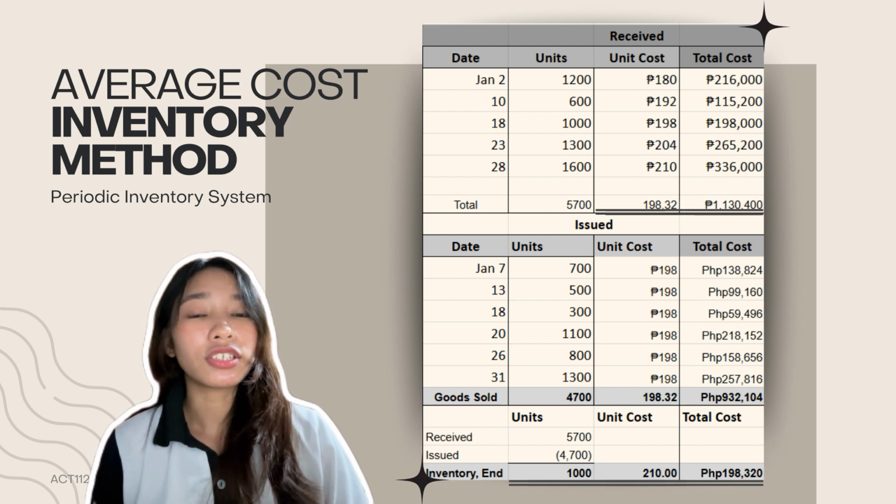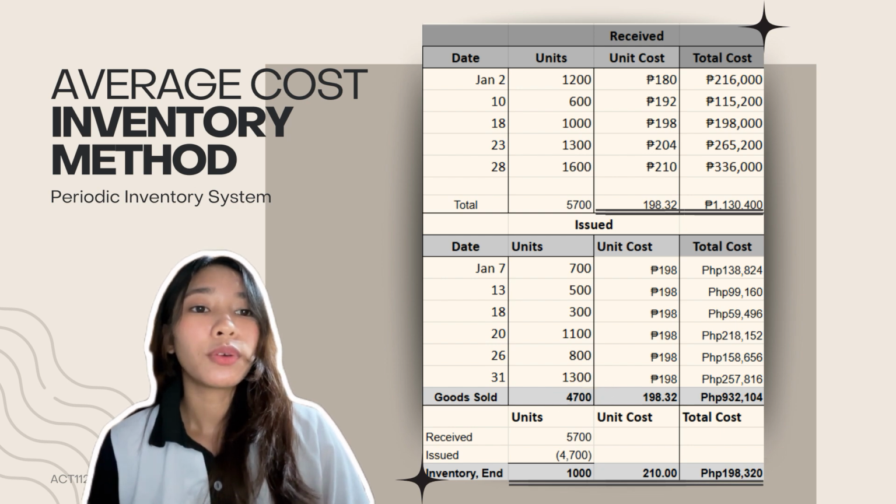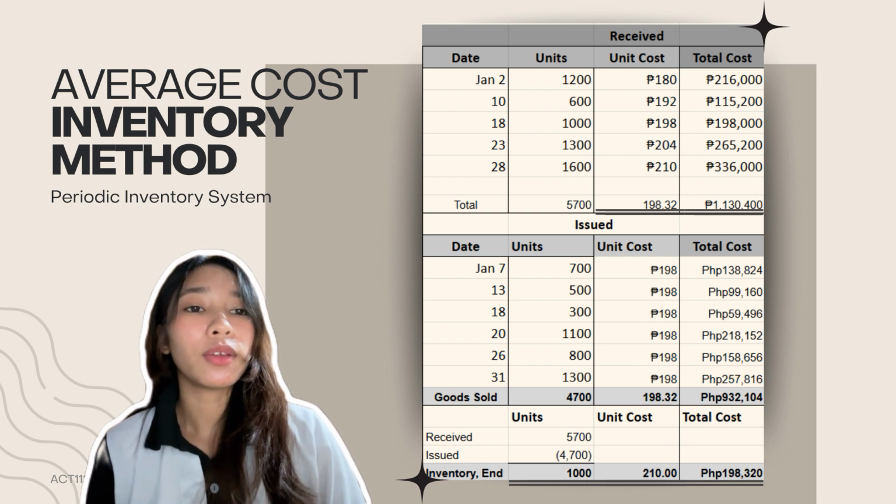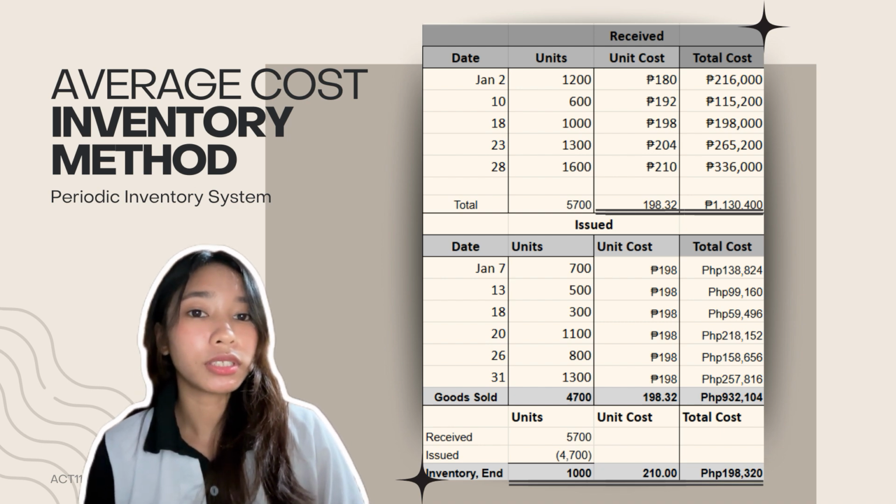Across several dates in January, Slatkin issued a total of 4,700 units. To calculate the cost of goods sold, we multiply the number of units sold, 4,700 units, by the average cost of 198.32 pesos. That gives us a total cost of goods sold of 932,104 pesos.